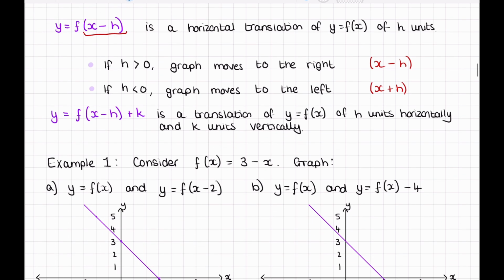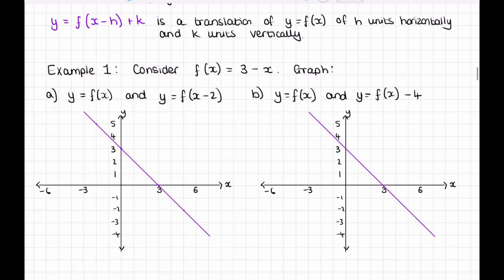Let's have a look at an example. Consider we've got the function f(x) equals 3 minus x and we want to graph the original, and then, for part A, y equals the function with x minus 2 in the brackets, and for part B, our original function and y equals the function minus 4. On these graphs, I've already graphed the original equation, so those are the lines of 3 minus x. Right now, we just want to graph the translated function.